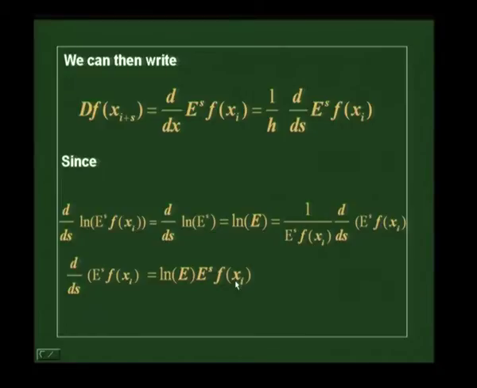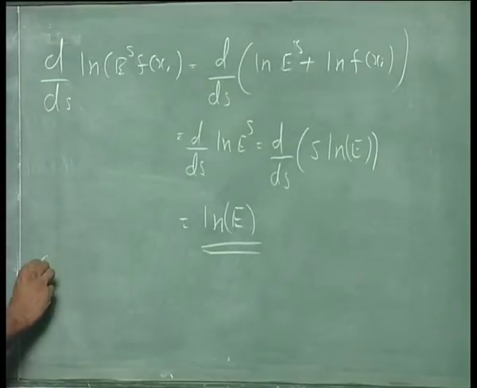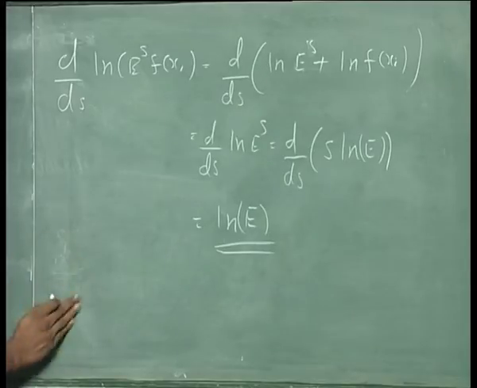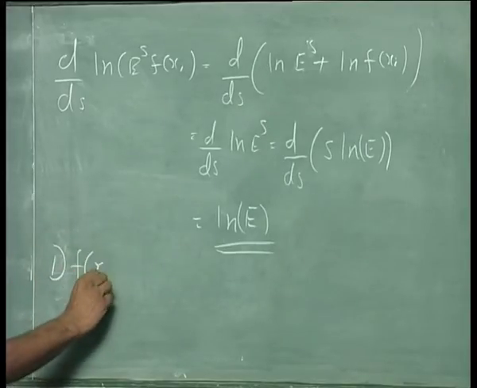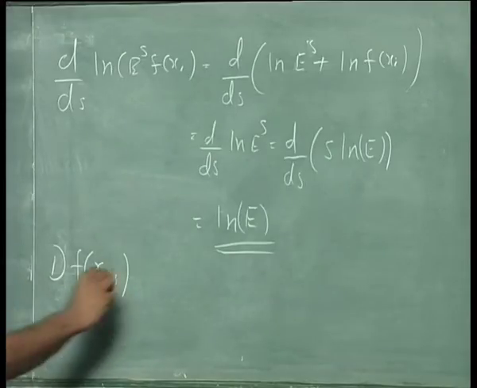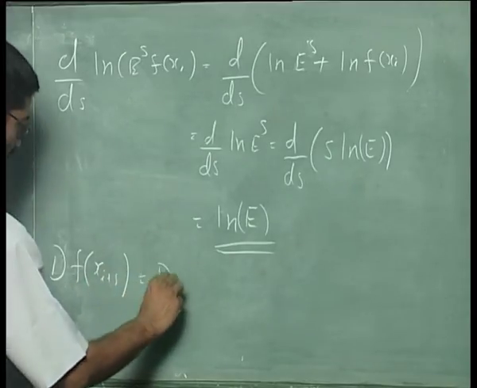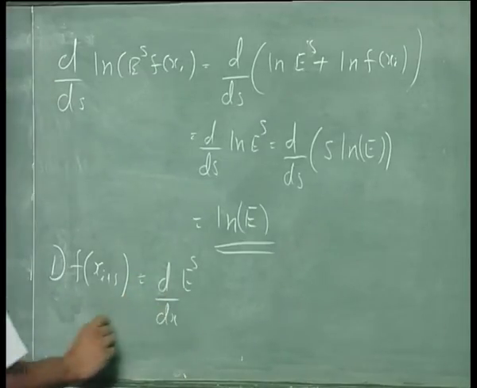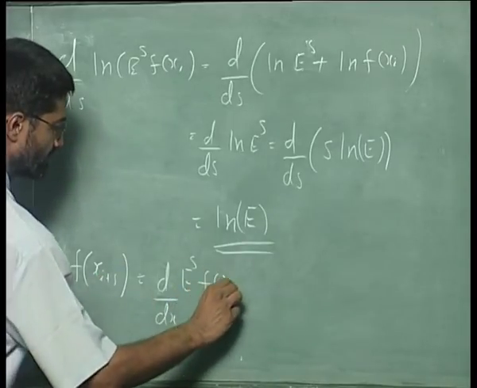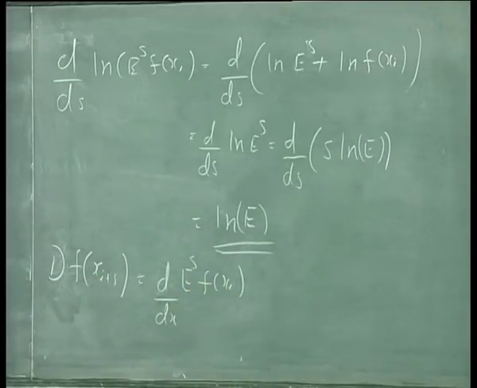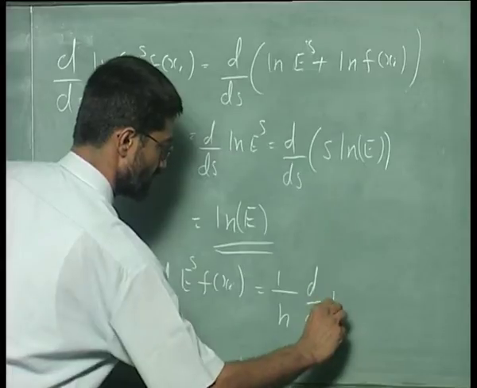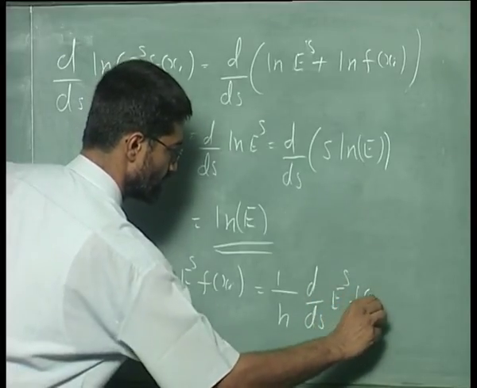Okay, so let's write this. We are saying that, so what you want to write is D of f of x_i plus s. We will write that as D acting on e to the power of s, that is d by dx of e to the power of s f of x_i. And we wrote that as 1 over h times d by ds of e to the power of s f of x_i.